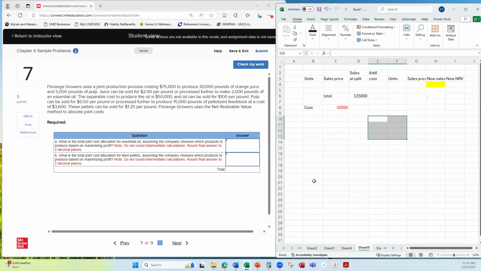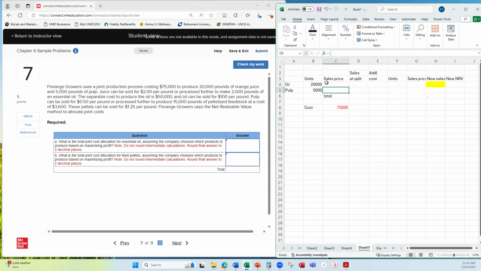So we've got Florange growers, and they use joint production costs of $75,000 to produce 20,000 pounds of orange juice, so OJ, and costs of 75,000. And then 5,000 pounds of pulp.